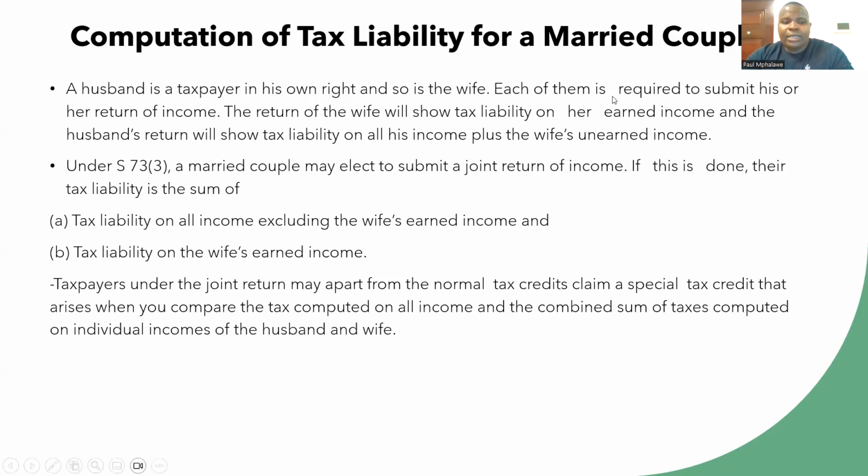So what I was saying is taxpayers under the joint return may, apart from the normal tax credits, claim a special tax that arises when they calculate and compare the tax computed on all income and the combined sum of taxes computed on individual incomes of the husband and wife. We've got an example where we're going to demonstrate how this comes about: special tax credit and tax credit.